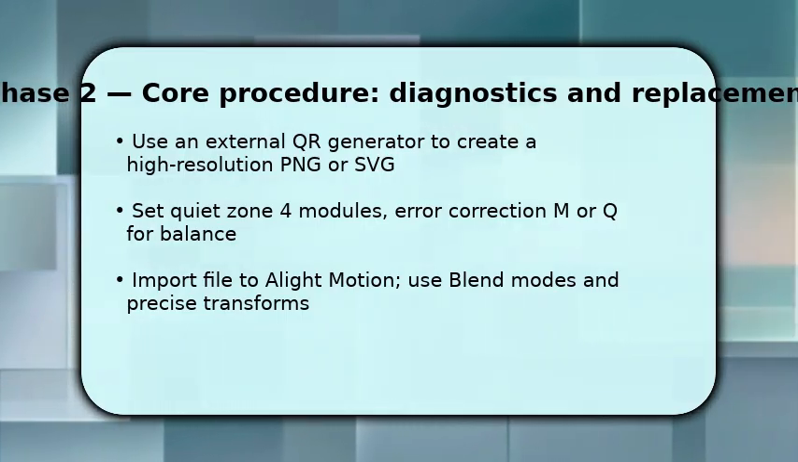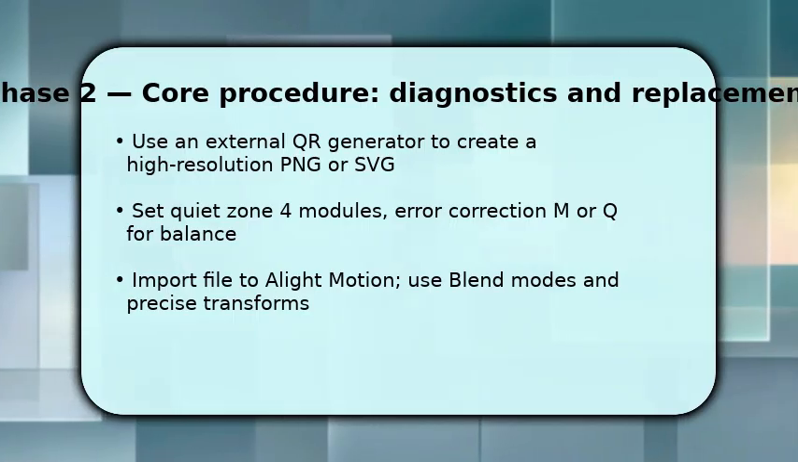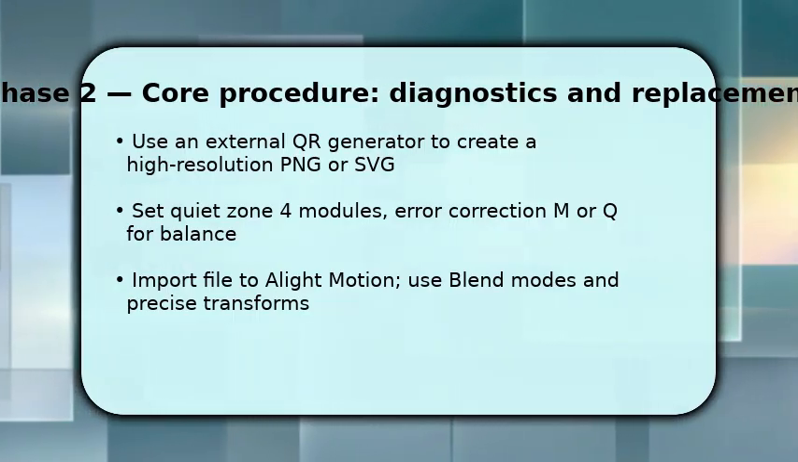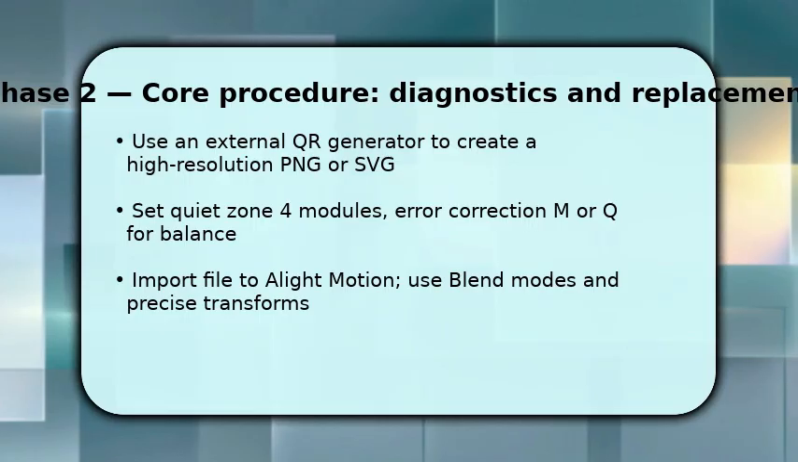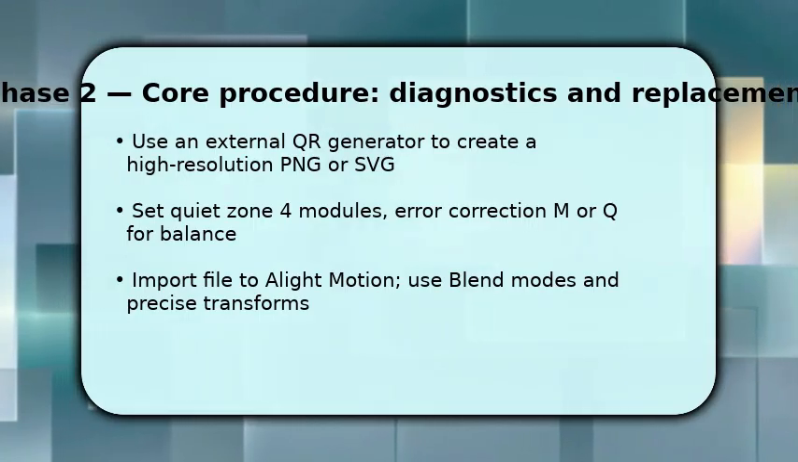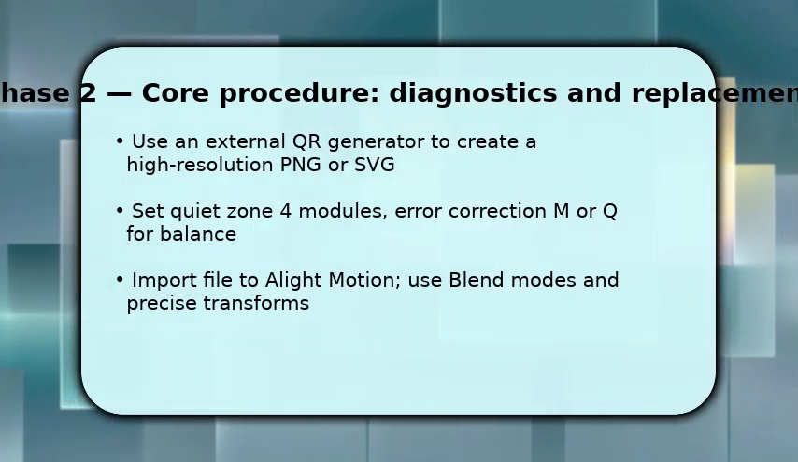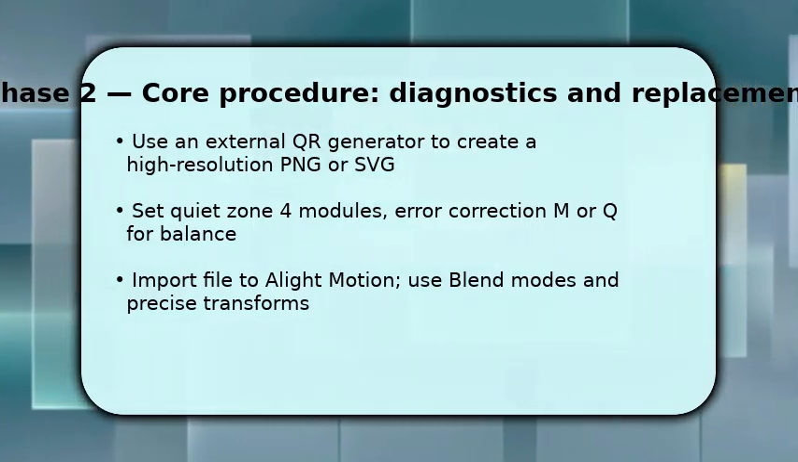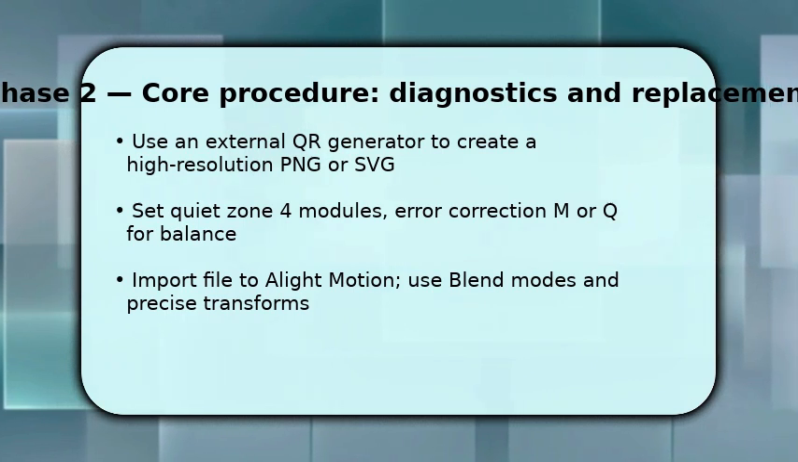Place the QR image on the placeholder layer and use Transform to scale. Keep it pixel sharp, avoid upscaling. Once the QR sits correctly, apply blend and opacity if needed, so it integrates visually without losing contrast or scalability.